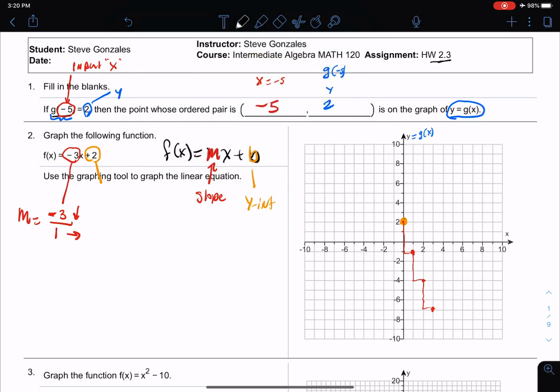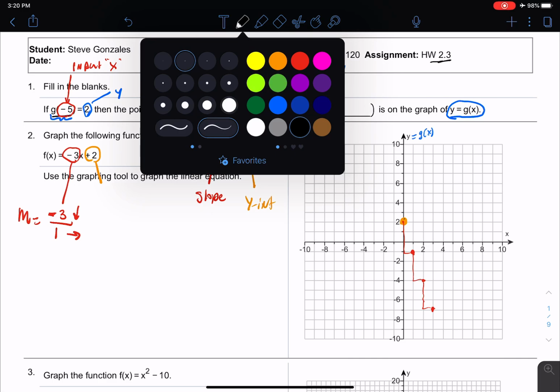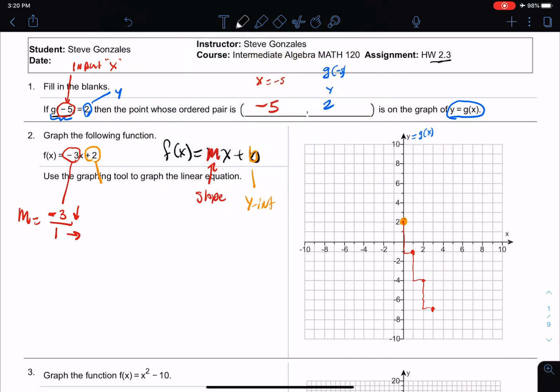Try to make it as accurate as I can. Hope it's not snapping too. What happened to that little feature? Is that feature off? Let me just see something. Try that again. There we go.